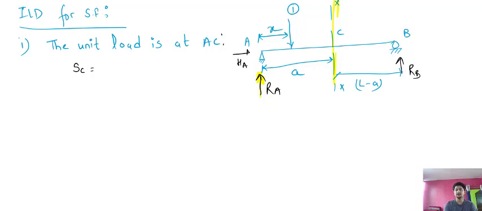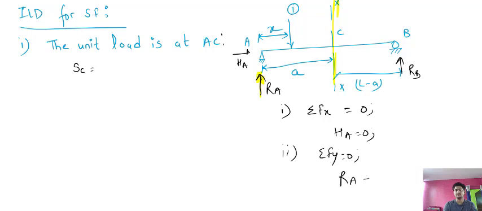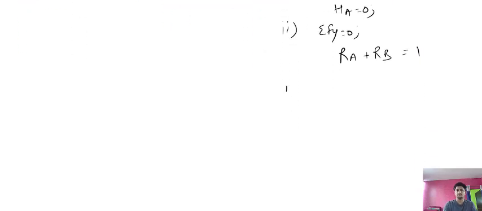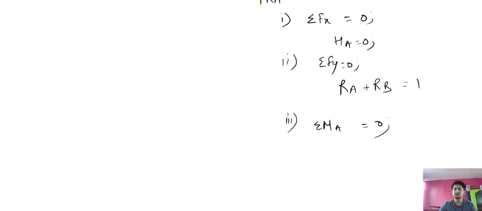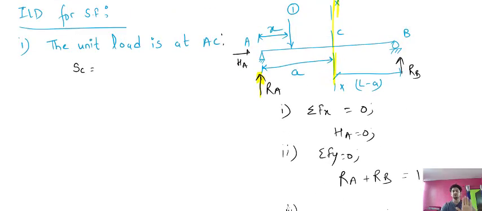Before writing that equation, you need to get the values of Ra and Rb. How will you get them? You apply the equilibrium equations. Summation Fx equal to 0 gives you Ha equal to 0. Summation of Fy equal to 0 gives you Ra plus Rb equal to 1. The third equation is that the moment about point A is 0. When taking the moment about A, you put your hand at A and see the equation from the right hand side.